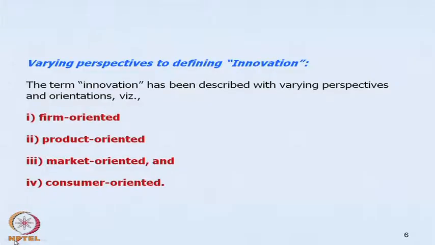Now, if we talk of a firm-oriented definition of innovation, a product is regarded as innovative if it is either manufactured or marketed by a firm for the first time. So it is newness from the perspective of the marketer or from the perspective of the manufacturer. So according to this firm-oriented approach, a product or service offering is regarded as a new product or service when it is manufactured or sold or marketed by a company or by an organization for the first time.